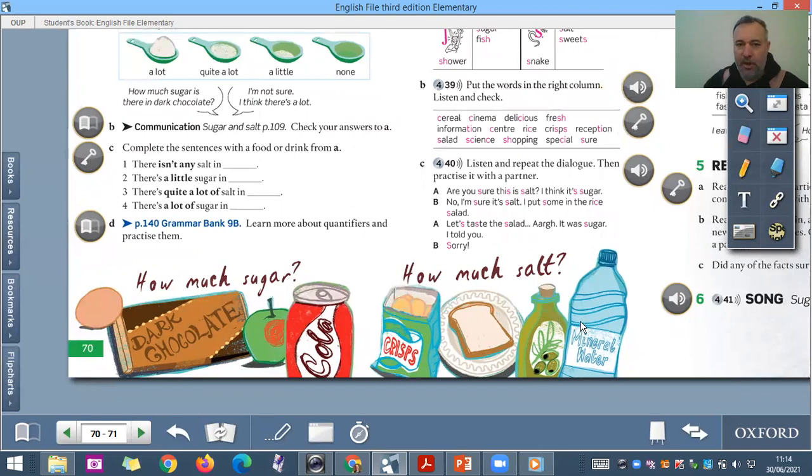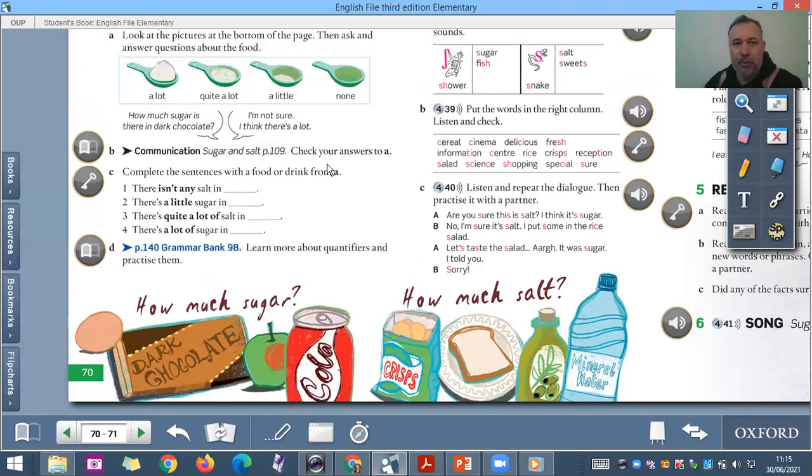How much salt is there in a packet of crisps? Well, I don't know. In a slice of bread. How much do you think there is? How much salt is there in a bottle of olive oil or in a bottle of mineral water? Yeah. Now, we're going to go to this section here. You can go to your book on page 109 and check the answers.